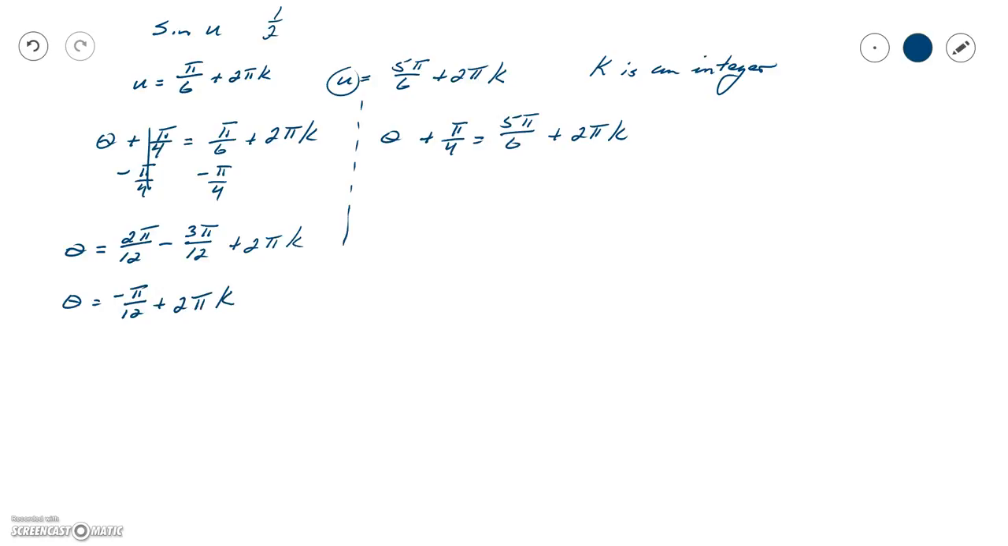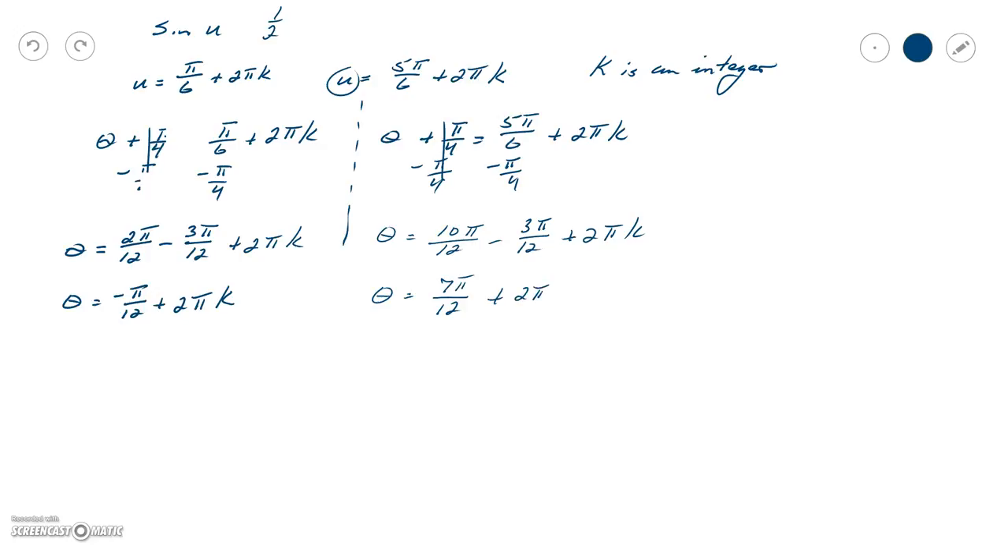Well, let's just do the other side too, so we can solve for theta here. So I'm going to subtract pi over 4 here. Finding a common denominator, again of 12, this is 10 pi over 12. That's 5 pi over 6. 10 pi over 12 minus 3 pi over 12 plus 2 pi k. So theta here is going to equal 7 pi over 12 plus 2 pi k. Now, if they wanted all the answers, that would be it. That's every single answer for theta.